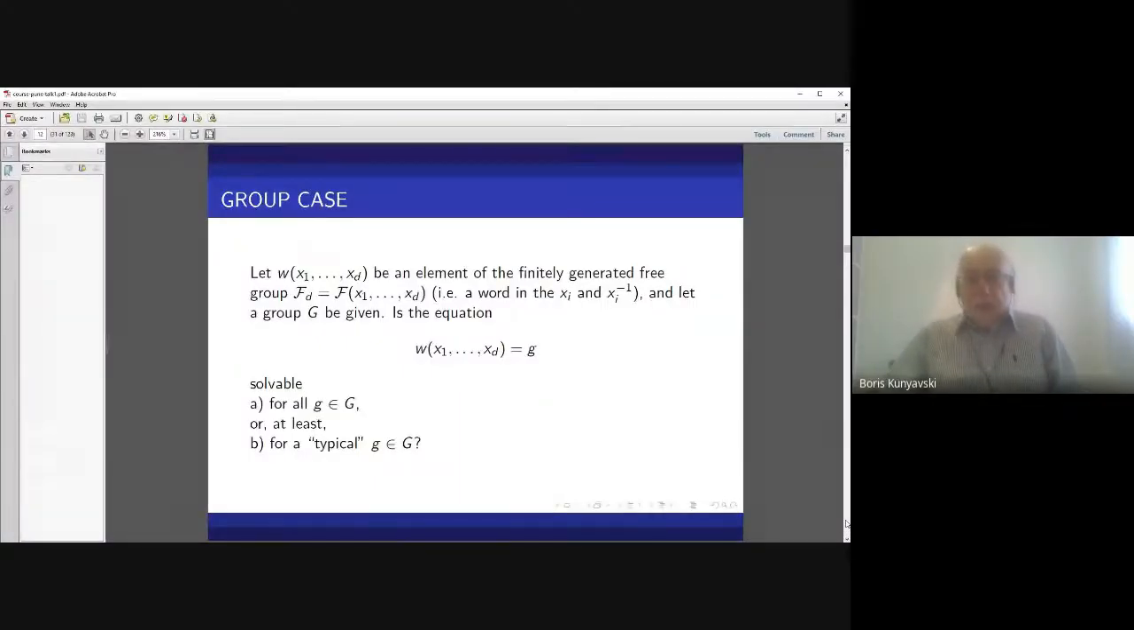Well, so group case. So now I consider an element W of some finitely generated free group on D generators. So you think about this as a word in the x_i, in the generators, and also in the inverses. And also we fix some group G. And the questions I considered earlier are formulated in exactly the same way here. So we consider the equation w(x_1, ..., x_d) = g, and we fix w, and we ask ourselves whether this equation is solvable for all right-hand sides, or at least for typical right-hand side. What's typical is to be discussed.